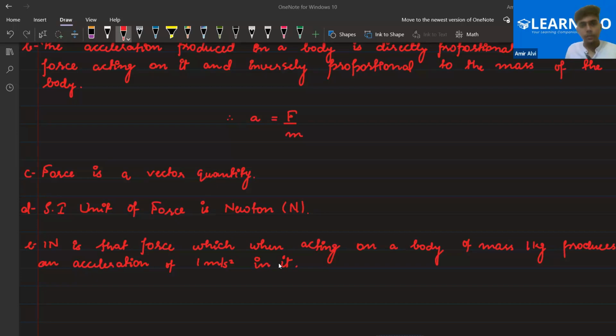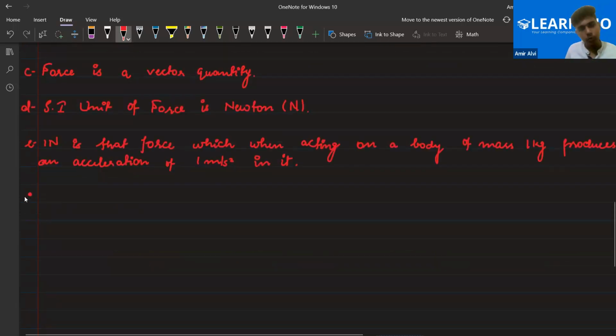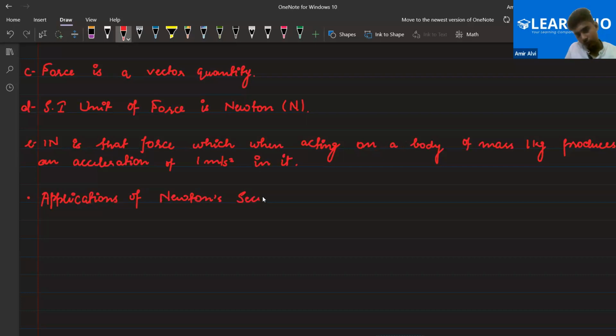Chalo, theek hai. So, jaldi se hum log likh lete hain applications. And after that, we will do the numericals. After this topic, only two topics are left: the Newton third law of motion and the conservation of momentum. So after this topic, I think in the next two classes, this chapter will be done. After that, the chapter will end, so we'll do the revision.